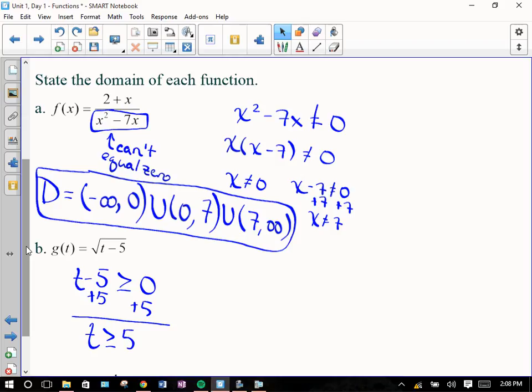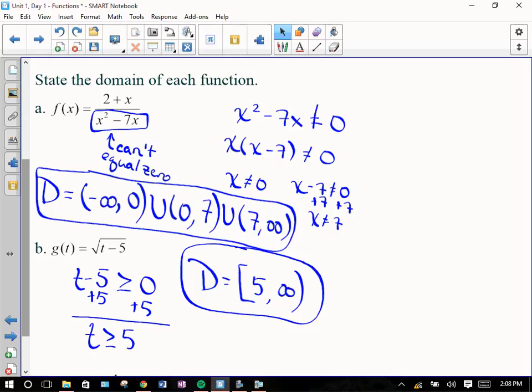So, how would I write that in interval notation? Bracket what? 5. Not bracket infinity. Can I ever get to infinity? No. So it's going to be parentheses. Good.